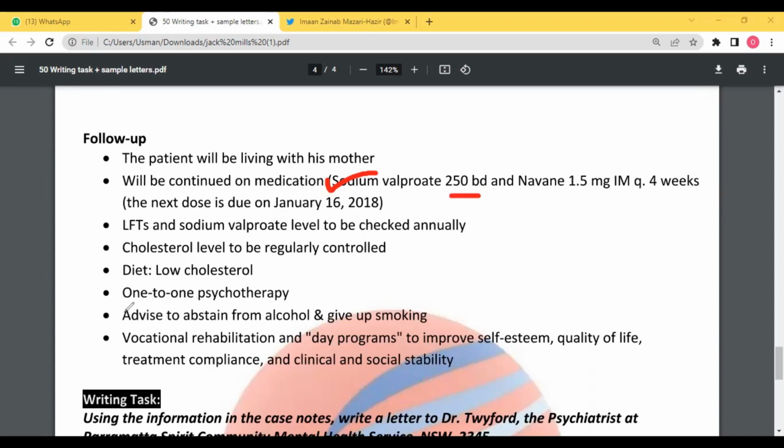Similarly, we can write that he was not compliant with the group psychotherapy sessions. For that reason, we have started one-to-one, and we'd appreciate it if you could continue. So category wise should be written. It would be better. In this letter, sir, we will not write down the social history because that social history is already known to the GP, right? Is it clear?